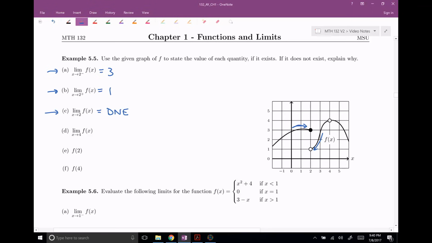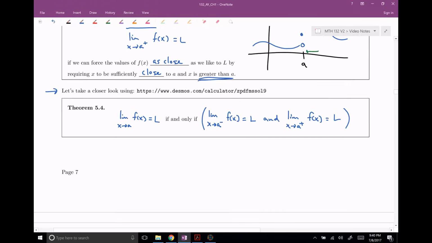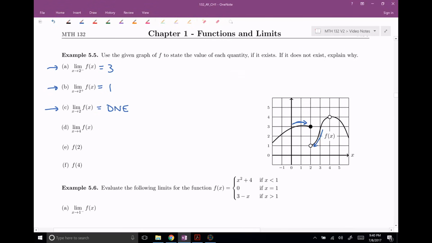So the limit does not exist. The left-hand limit and the right-hand limit are not equal to one another. If they were equal to each other, then the two-sided limit would be whatever that was. But because they're not equal, the claim is the limit does not exist.